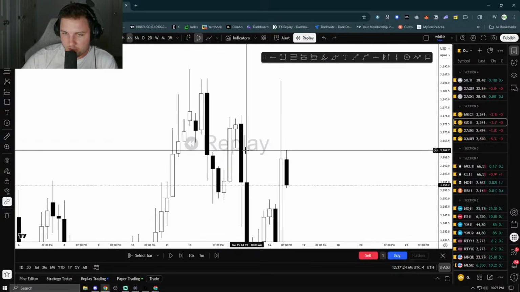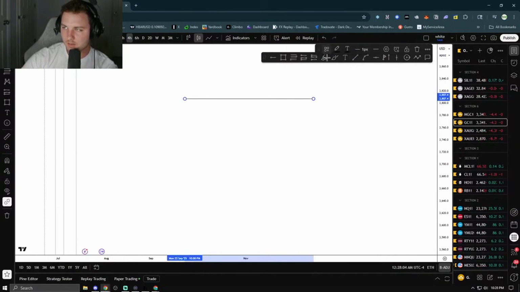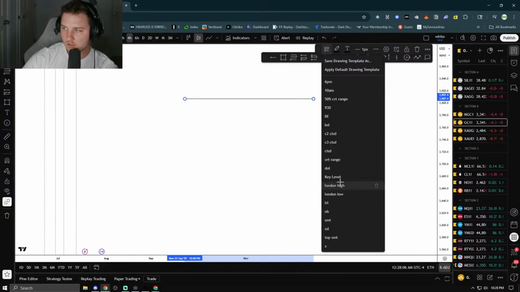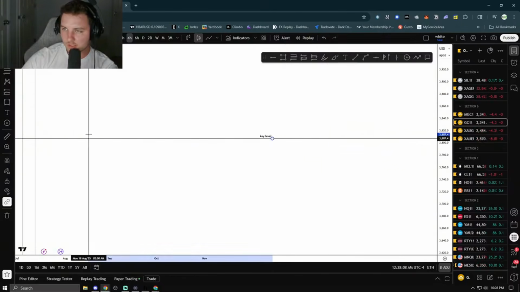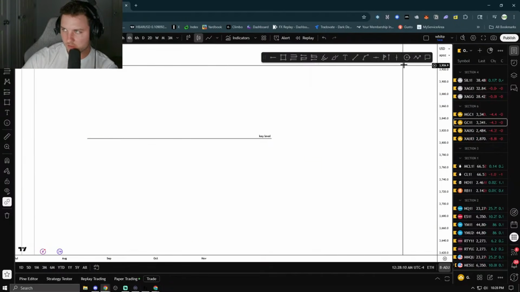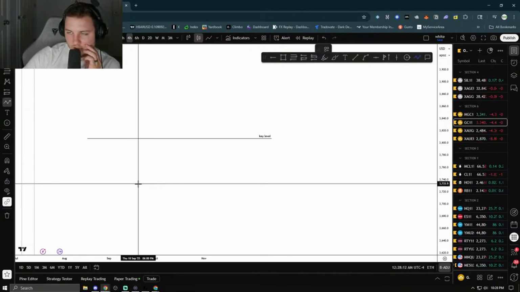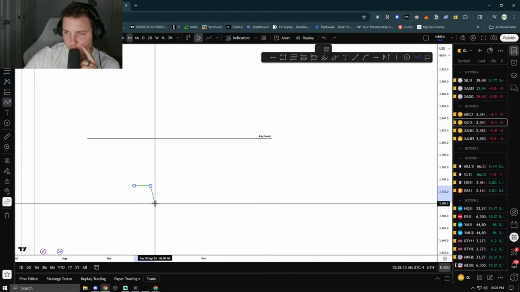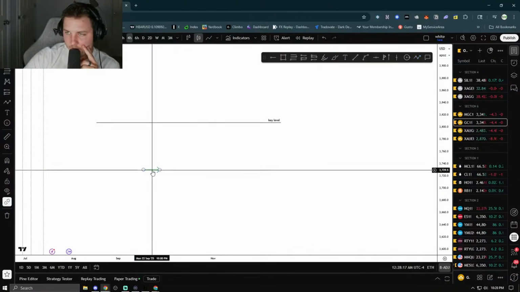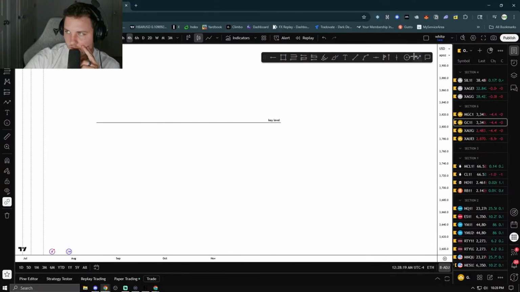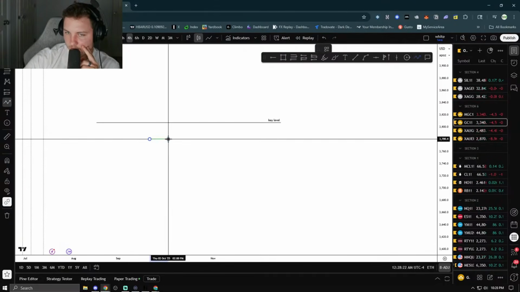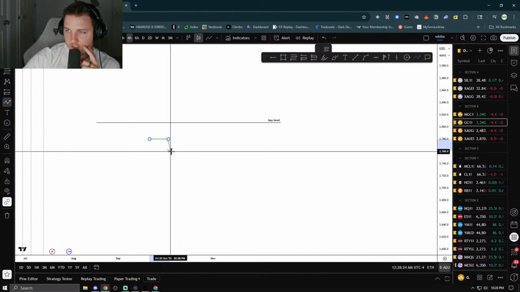Very simply, we have a key level, because it's all derived off key levels. The daily opens low. Yeah, all right, let's do this. Daily's opening low.